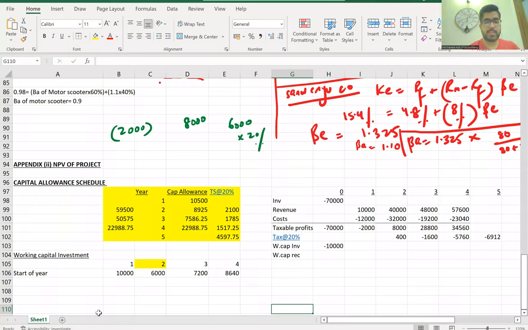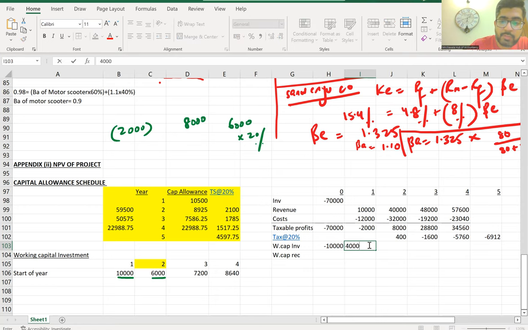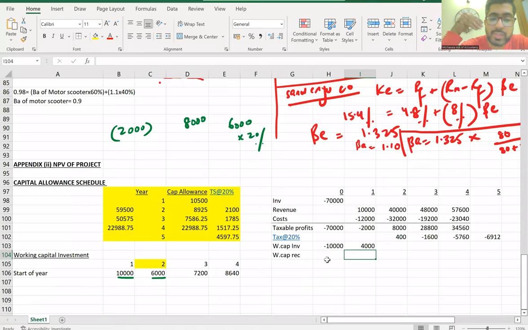Now, this working capital of 10,000 was required at the start of year one, so we put it in zero. Now this is required at the start of year two, 6,000. So at the start of year two, which means end of year one, we need 6,000. We have already put 10,000. What will we do? We will pull back 4,000, because if after 10,000 you need 16,000, you need to inject 6,000 more. But you have already invested 10,000, so pull back 4,000.